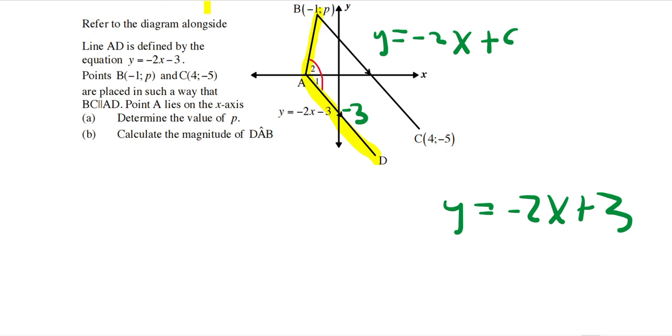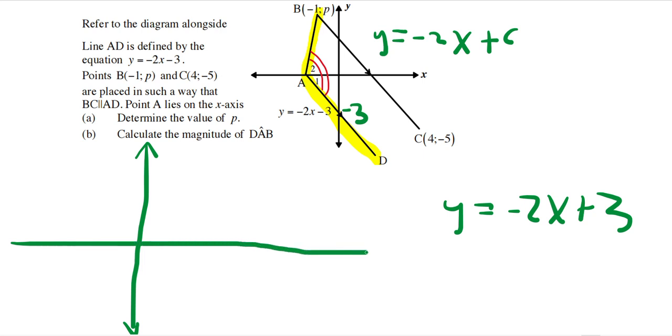The whole angle at A is the angle DAB, this angle here, meaning this angle is made up of A1 and A2, right? So we need the magnitude of that angle. Remember, in analytical geometry in grade 11 and grade 12, we tackle what we call the angle of inclination.